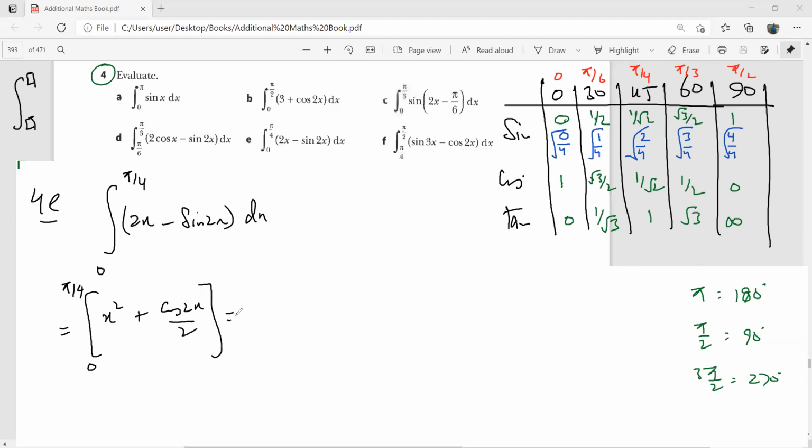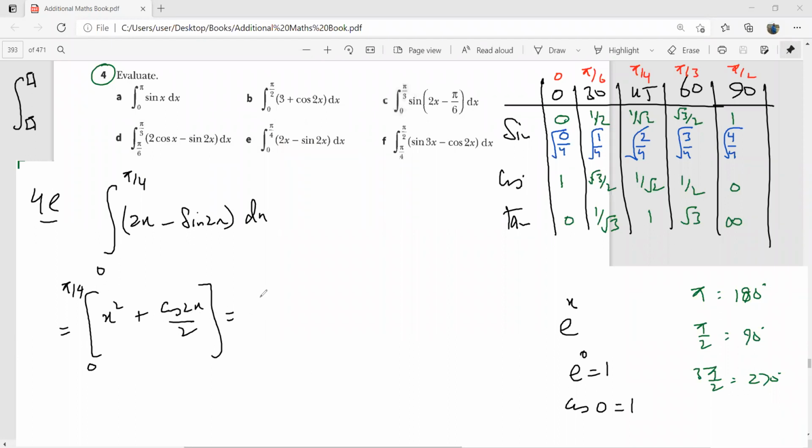While applying these limits, when we see we have 0, we think that when you put 0, everything is going to be 0. But remember, in case of exponential, for example, if you have e raised to x, what is e raised to 0? That is 1. Similarly, what is cos 0? That is also 1. So be very careful while applying the limits with the exponential or with cos.